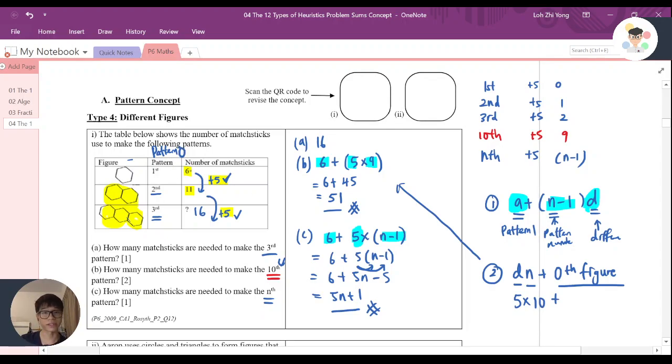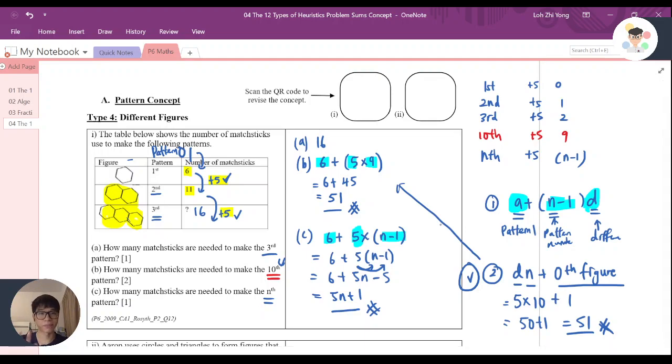So it means that pattern 1 is 6. Then what should be pattern 0? We know that it's plus 5, right? So pattern 0 should be 1. So plus 1. So we can see the answer is the same. 5 times 10 is 50 plus 1, which is 51. So actually, it's the same concept, just that see which method that you want to use, okay? I would prefer actually the second method. I mean, the concept is the first method, but since you know the concept, you can straight away use the second method to solve the problem, okay?